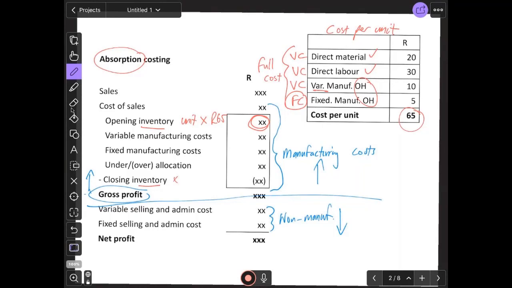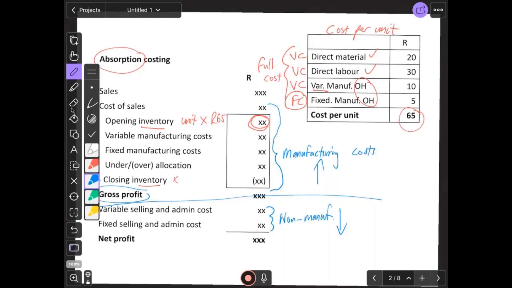So just a tip here, be careful for first in, first out, because then your opening inventory will come from the previous period's closing inventory, and it will be different from your current period's closing inventory. So just pay attention to first in, first out or weighted average, because it will be integrated within our absorption costing. Okay, now let's look at variable costing.